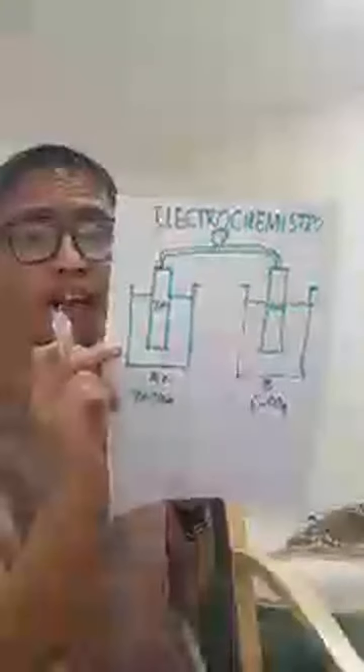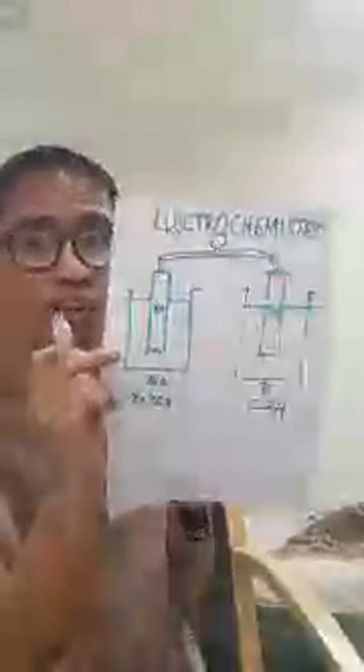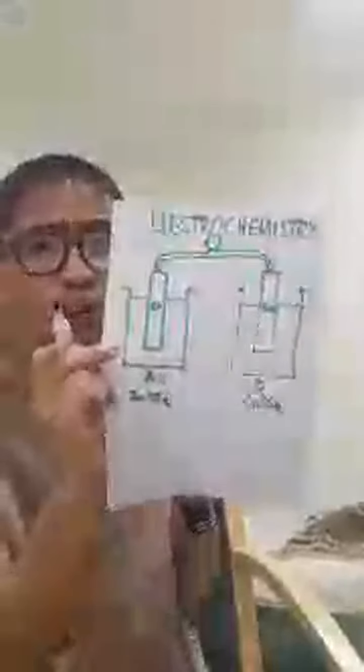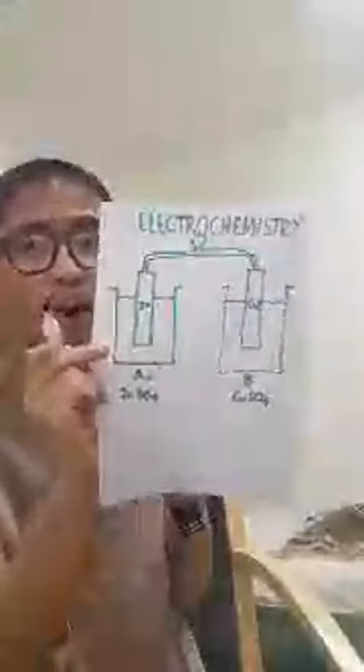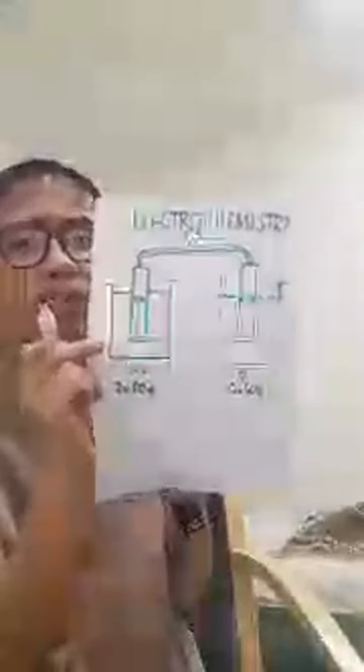Okay, yeah, and then a solution. Of course, the solution will contact the metallic part, okay? And then it will produce electricity. But before that, there's a transfer of electrons. Okay, now we will review the principle of oxidation and reduction first, right?